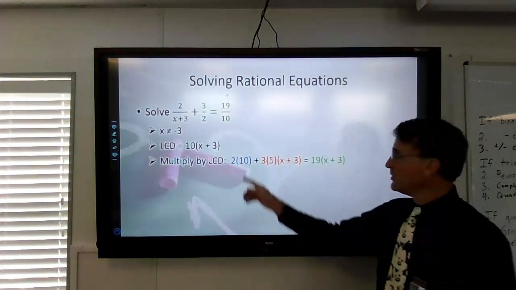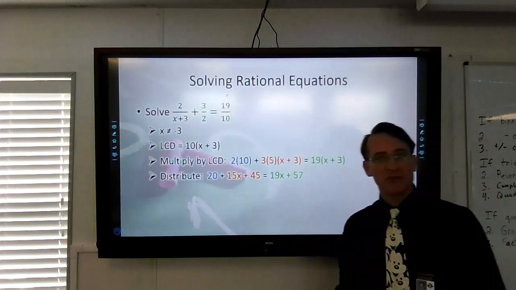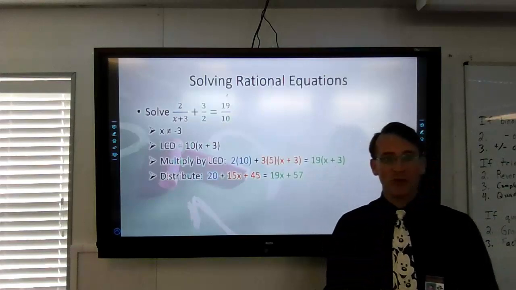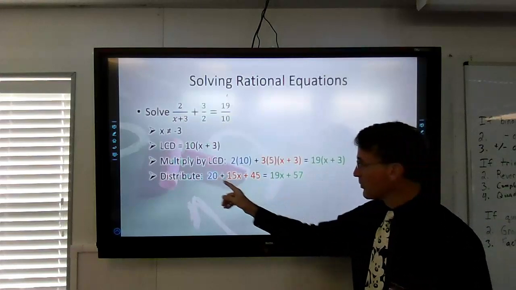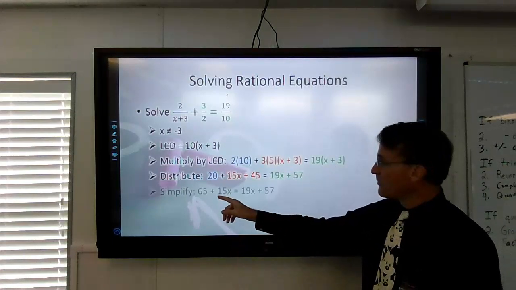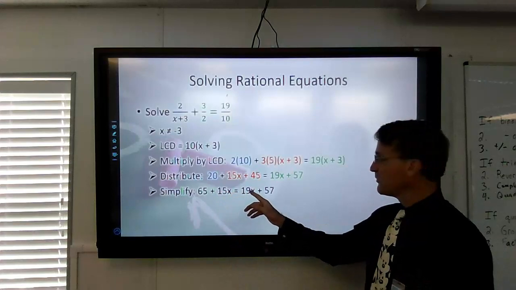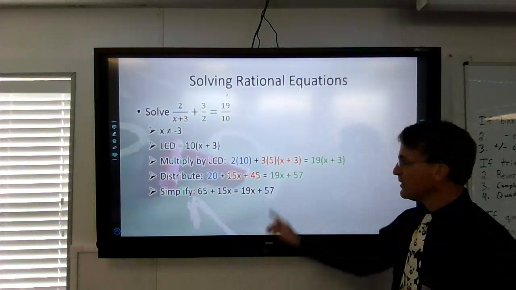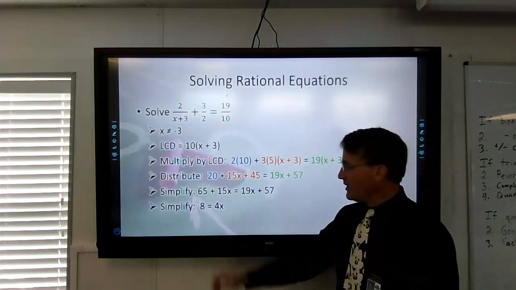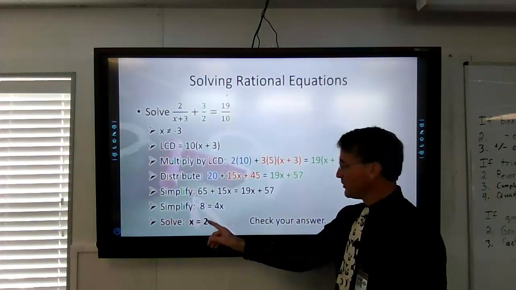I then distribute. 2 times 10 is 20. I've got this 15 times the x plus 3, which gives me 15x plus 45. And over here I have 19x plus 57 when I distribute. Combining my terms here that are constants, I get 65. And then I'm going to get all my x's to one side. I'm going to choose to subtract 15x from both sides to get my x's over on the right. Subtract 57 from both sides, giving me 8 on the left. So 8 is equal to 4x, divide both sides by 4, and that gives me x equal to 2.